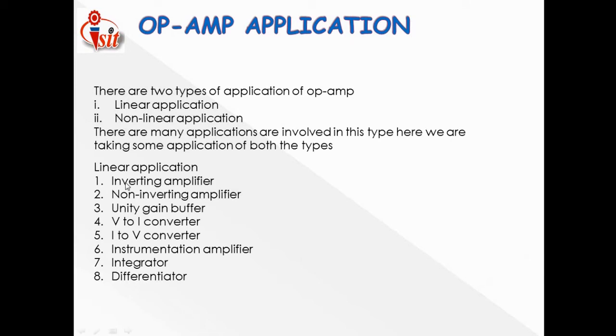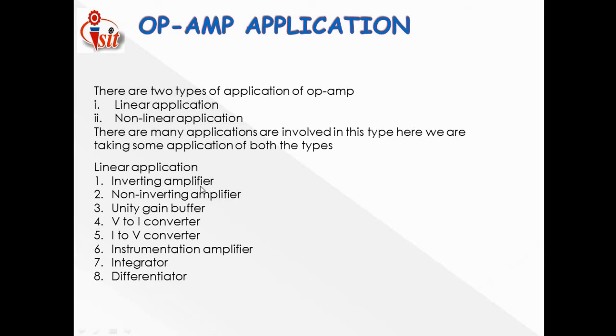Inverting amplifier: the name itself indicates that it will introduce an inverted output. Whatever the input given to that circuit, it will introduce an inverted output. That means a totally 180 degree out of phase output is introduced by this circuit. Then non-inverting amplifier. For this type of amplifier circuit, whatever the input applied to the input terminal of the op-amp, it gives an amplified output. Then unity gain buffer amplifier. What is the function of the unity gain buffer amplifier? It will introduce a unity output.